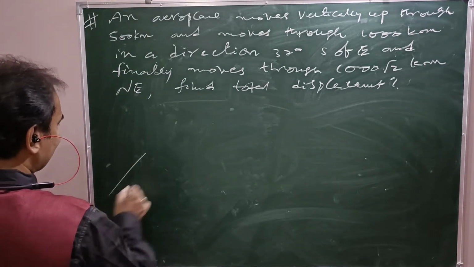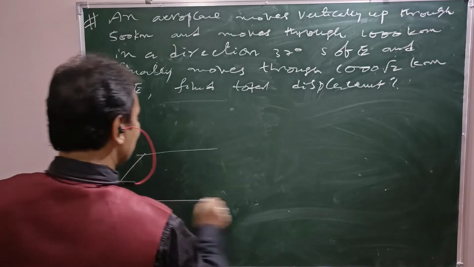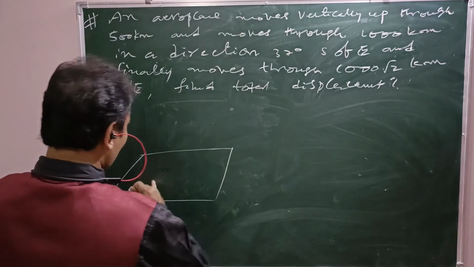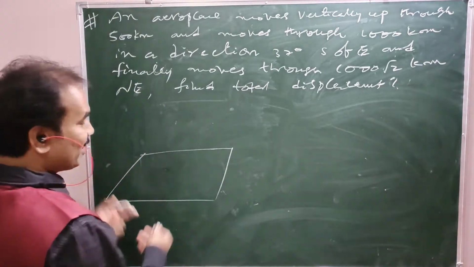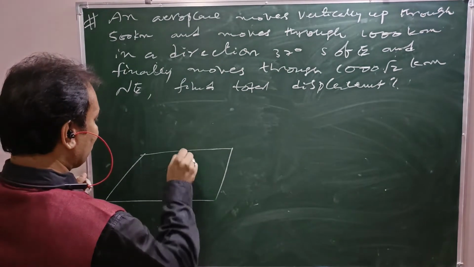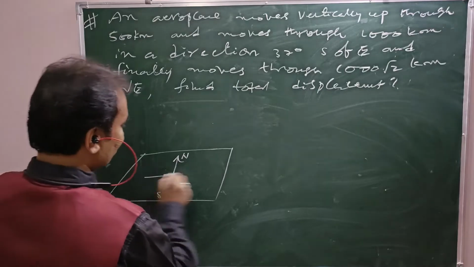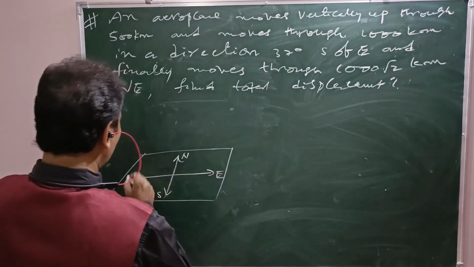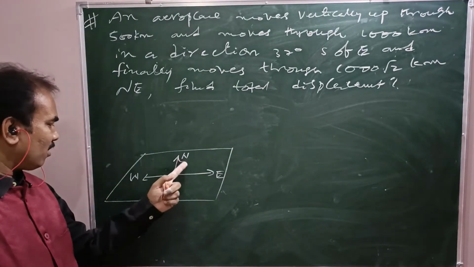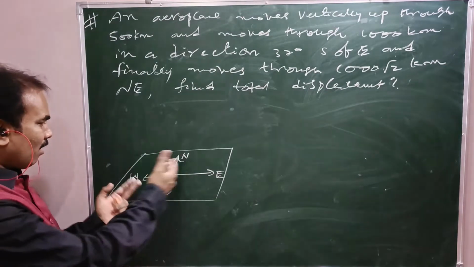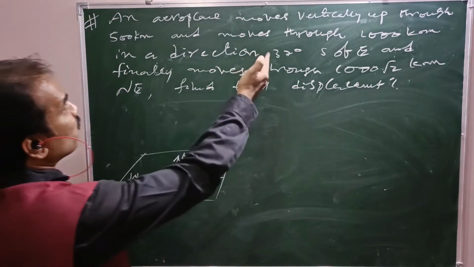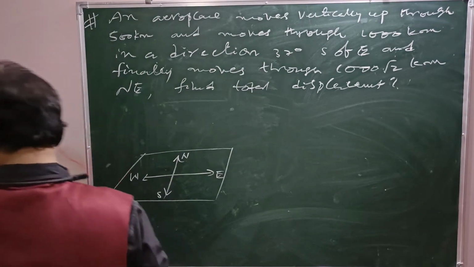I am taking directions here. See, directions. Okay, this is one clear. I am trying to note directions: north, east, south, west, like that. These are the geographical directions here: north, south, east, west. All are located in this plane, right? Now, the aeroplane moves vertically up through 500 kilometers like that.